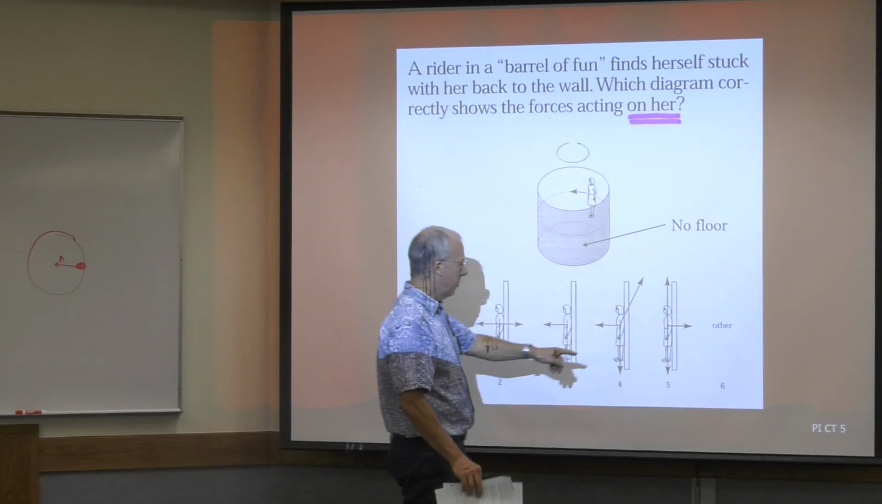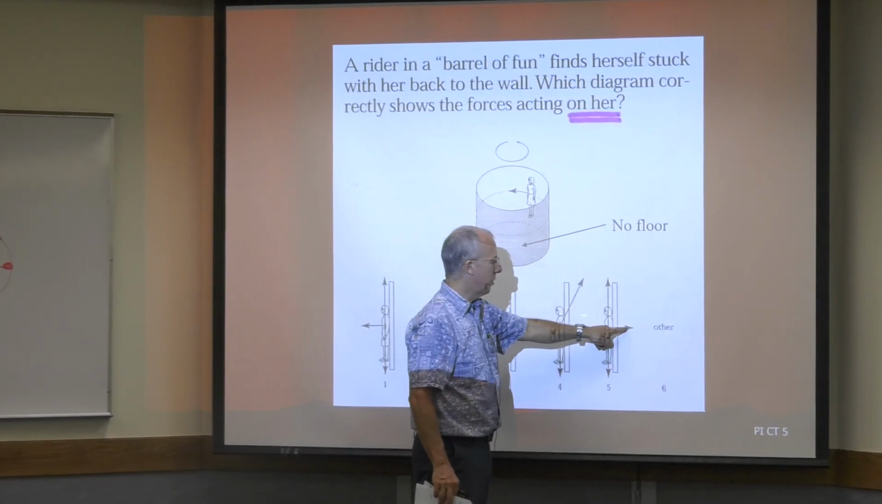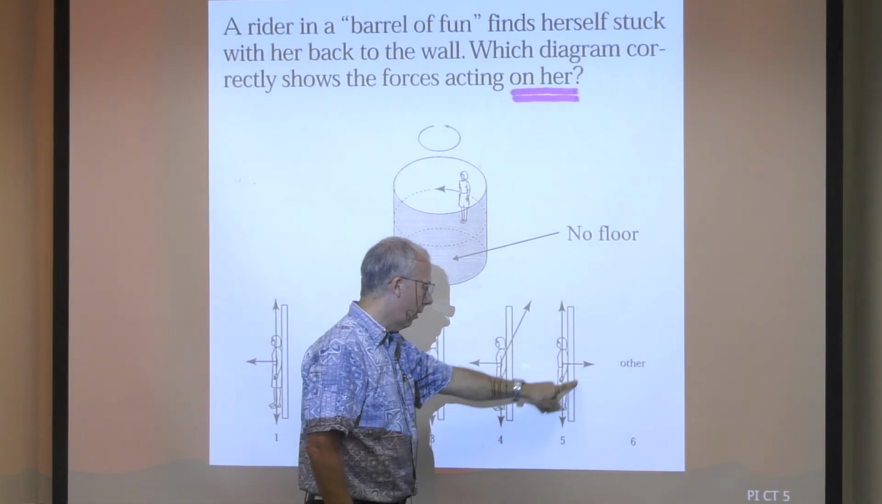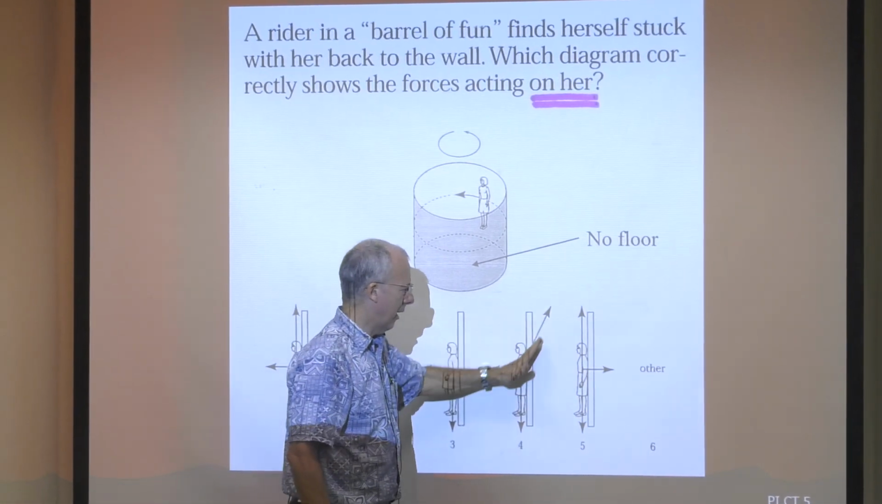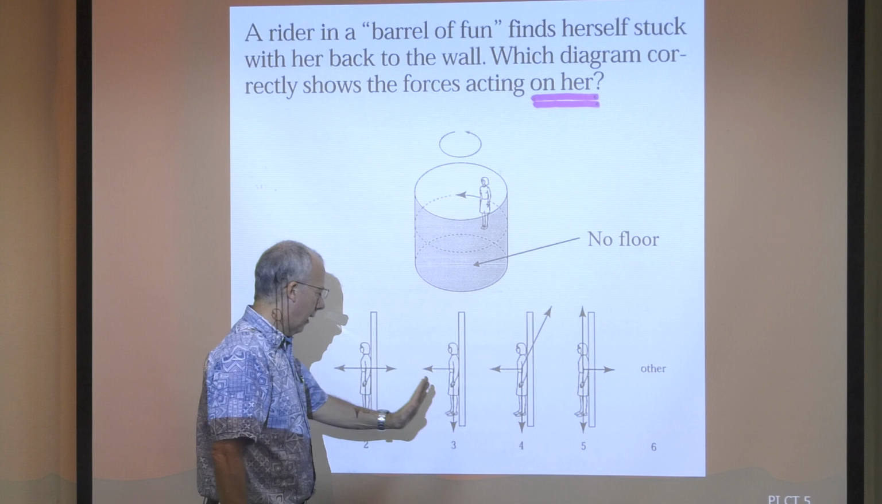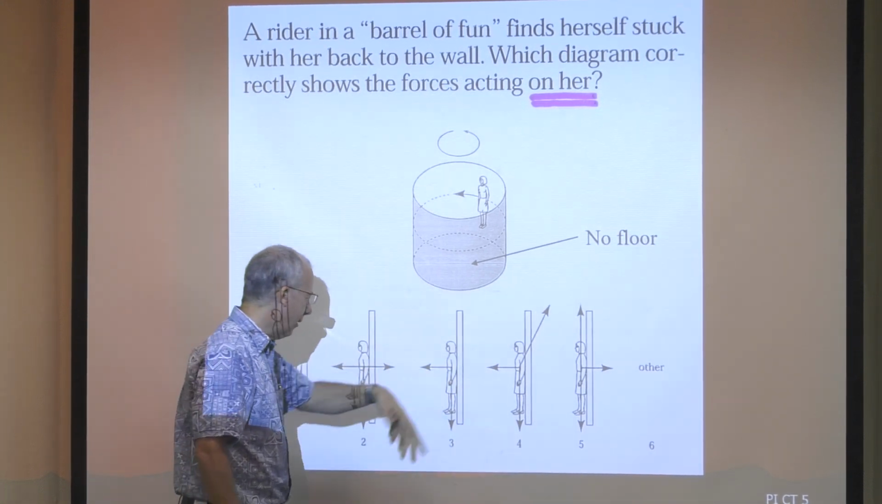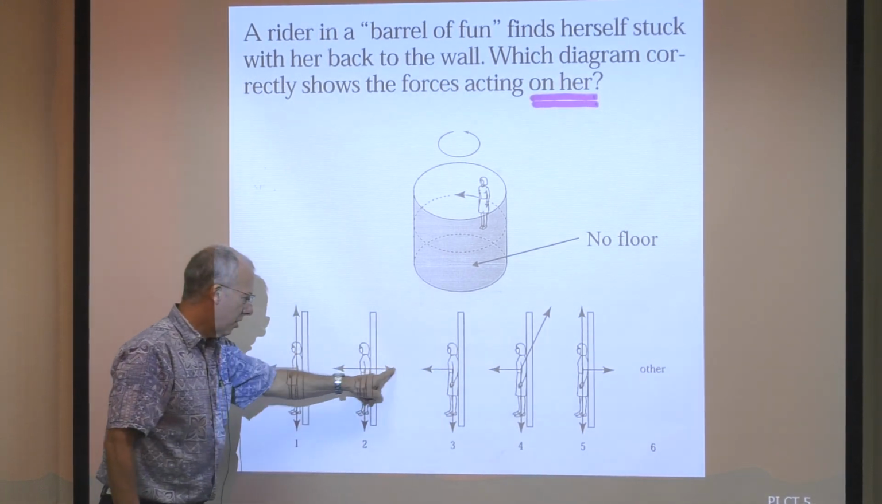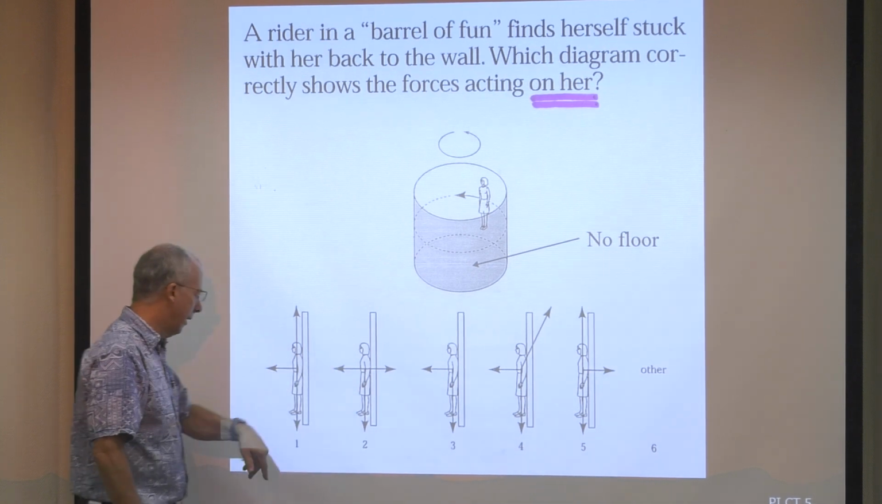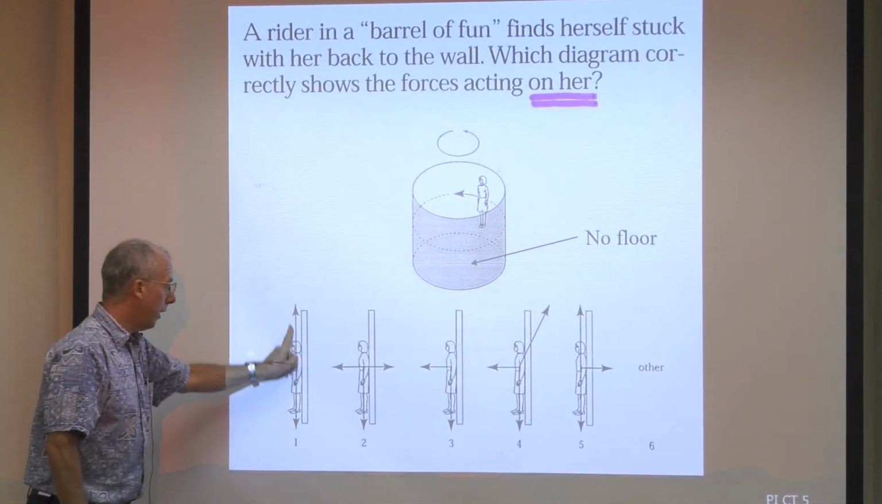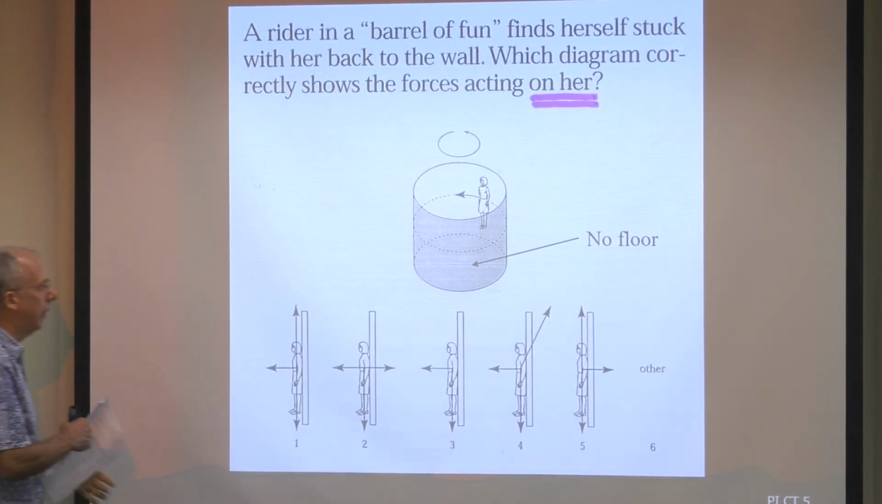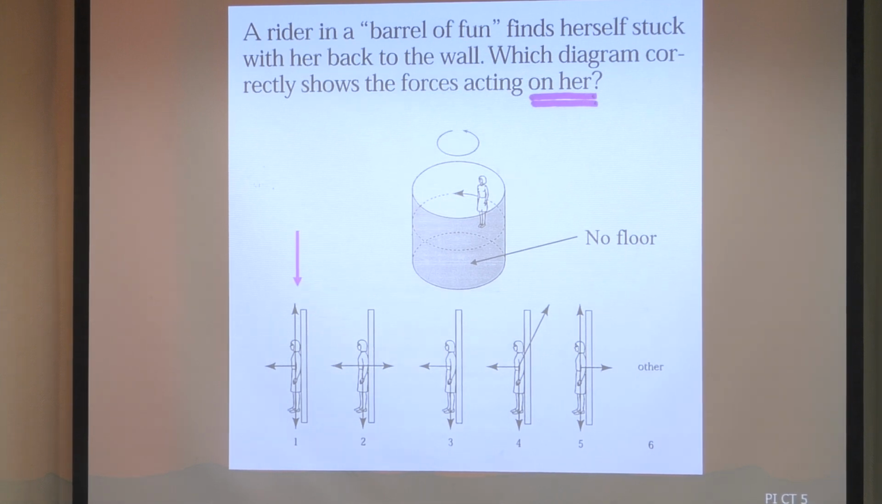Well, this is insane. It doesn't point towards the center of the circle. It points away from the center of the circle. This is insane because how do you get a crazy angle like this? Here, there's no friction. She's dead. Here, again, there's no friction. She's dead. This is the one: there's friction, weight, normal. So there you go.